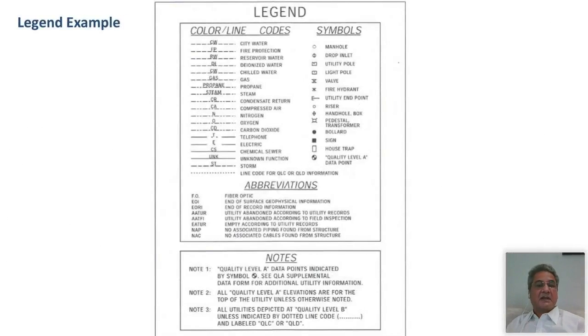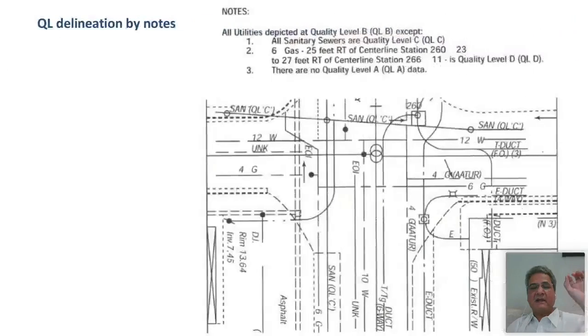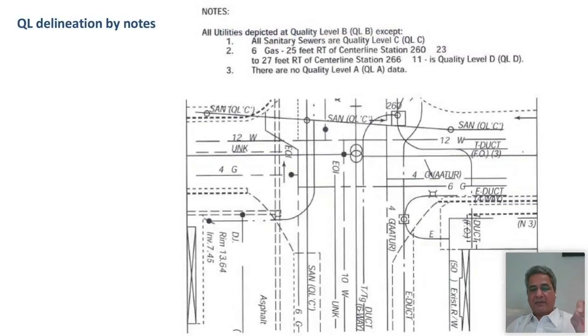These are the examples. So this is a legend example. This is from ASCE. So for example, here you can see they have given different types of legend for different types of lines. And in notes, quality level A data point is indicated by a symbol. They have given a symbol. All quality level A elevations are for the top of the utility unless otherwise noted. All utilities depicted at quality level B unless indicated by dotted line code. So like this, you have to have a quality level associated with each single utility in your map. That's the basic requirement of a SUE map.